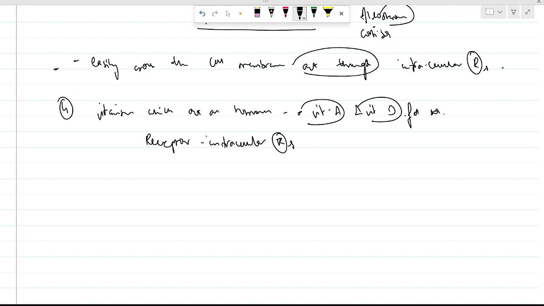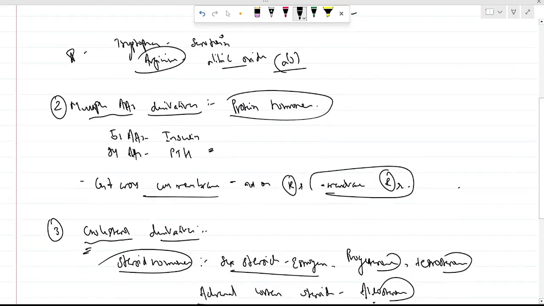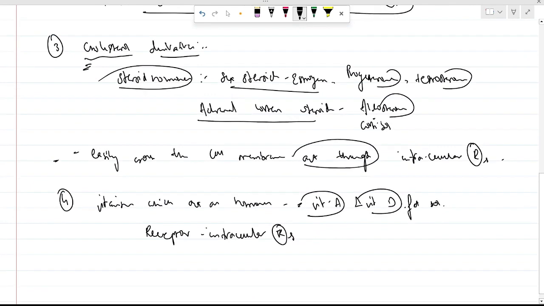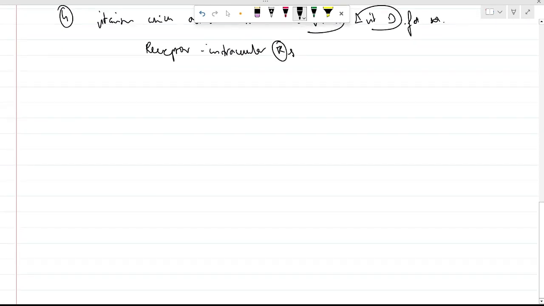So you have seen four types of hormone classification: single amino acid derivatives, multiple amino acid proteins, cholesterol, and the vitamins which at greater concentration act as hormones. Next we are going to see this discussion of receptors. First you have seen these cellular messengers or the hormones. Now we are going to see these receptors.